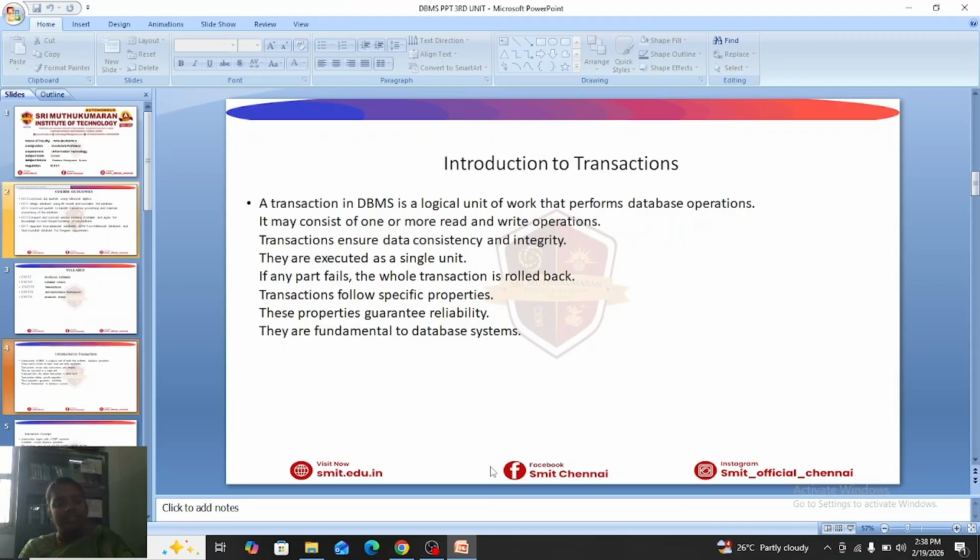See, transaction states are active, partially committed, committed, failed, and aborted. Active state: the transaction is executing. Partially committed state: the final statement is executed. Committed state: successfully completed. Failed state: cannot proceed. Aborted: rolled back. It undoes the changes, okay?